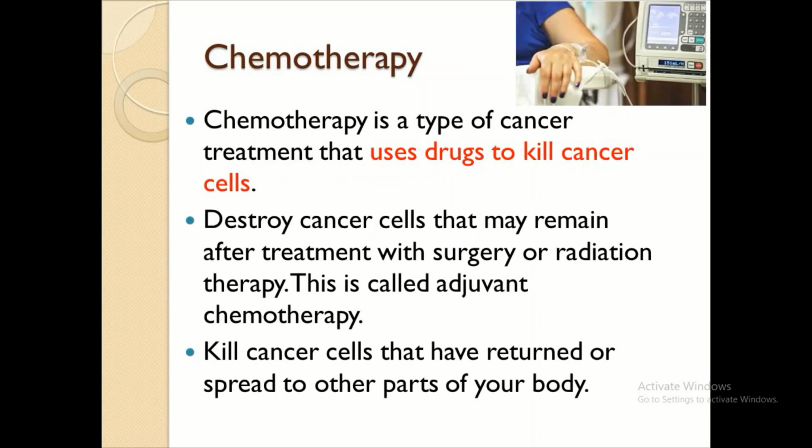So the next one is chemotherapy. Chemotherapy is nothing but the doctor will use chemotherapeutic drugs to kill cancer cells. These drugs destroy cancer cells that may remain after treatment with surgery or radiation therapy. This is called adjuvant therapy or additional therapy. They also kill cancer cells that have returned or spread to other parts of your body.